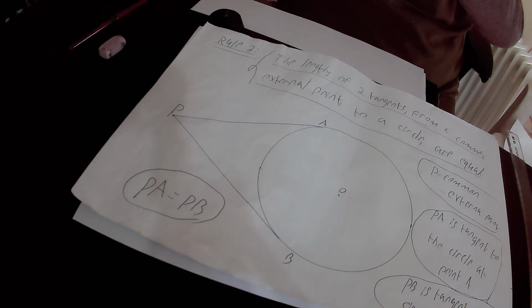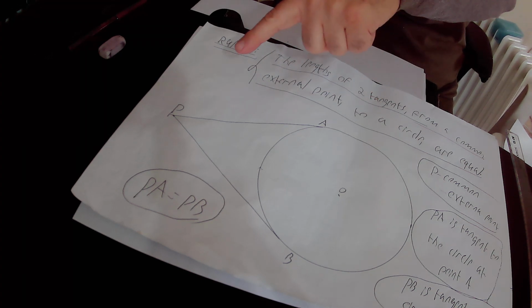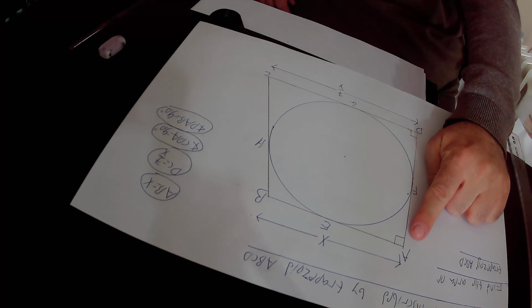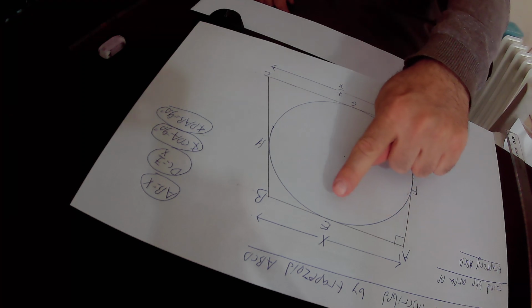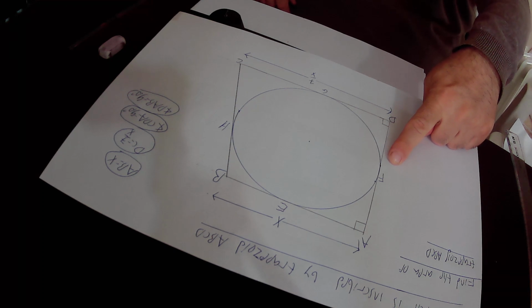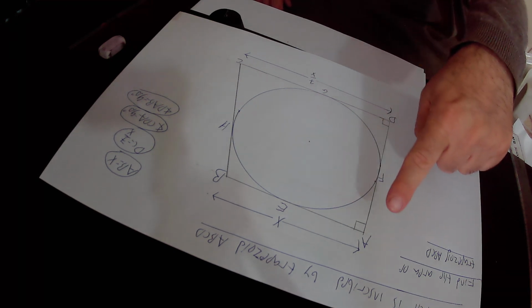So whenever you draw two tangents to a circle from a common external point, the lengths of those two tangents will be equal to each other. In this case, PA will be equal to PB. We can actually implement rule 2 in our drawing. Why? Because if we focus on this common external point A, from it we have two tangents to this circle, tangent AE and tangent AF. According to rule 2, they are equal to each other, that is to say, AE equals AF.